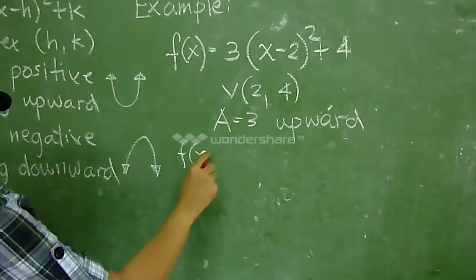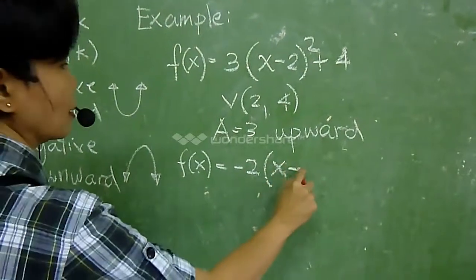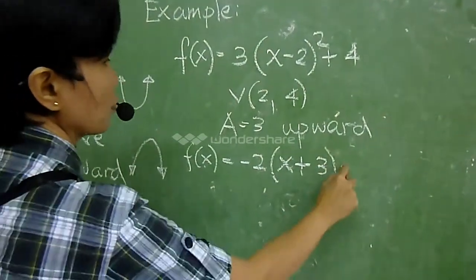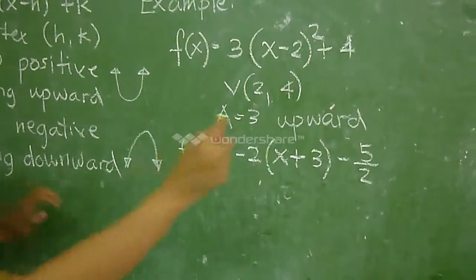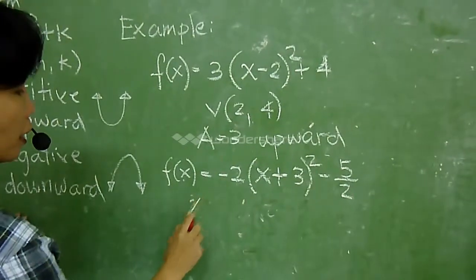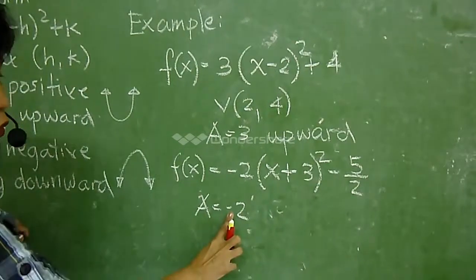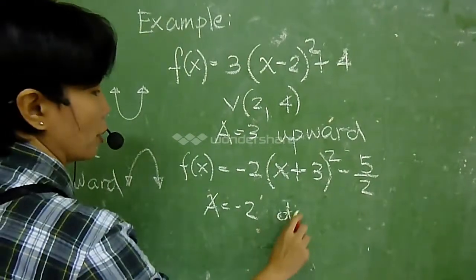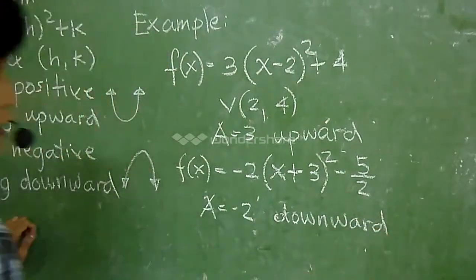So, positive yung 3, ibig sabihin, opening upward. Another example, halimbawa, meron tayong f of x is equal to negative 2 times the quantity x plus 3 squared minus, halimbawa, 5 halves. Sorry. So, ang a natin here is negative 2. Since yung a ay negative 2, ang opening ay downward. Ano naman ngayon ang vertex natin?